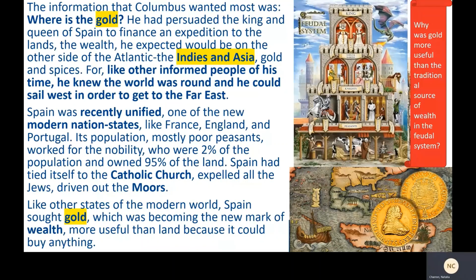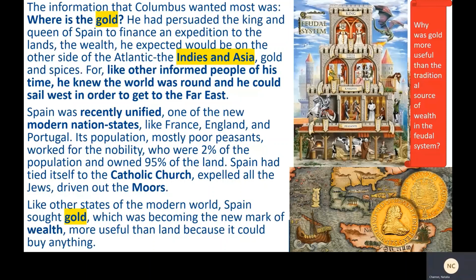The information that Columbus wanted most was, where is the gold? He had persuaded the King and Queen of Spain to finance an expedition to the lands. The wealth he expected would be on the other side of the Atlantic. The Indies and Asia, gold and spices. For, like other informed people of his time, he knew the world was round, and he could sail west in order to get to the Far East. So, in other words, he'd promised the King and Queen of Spain that he was going to find a ton of gold in the Indian Ocean trade route network. And lots of people knew that the world was round. This was not Columbus's invention, as is commonly thought. Okay, back to the text.